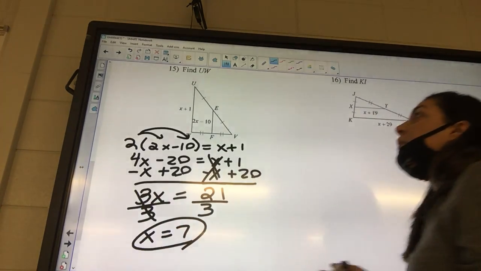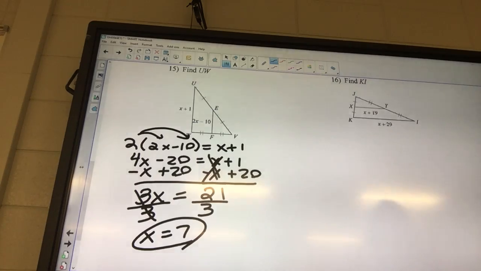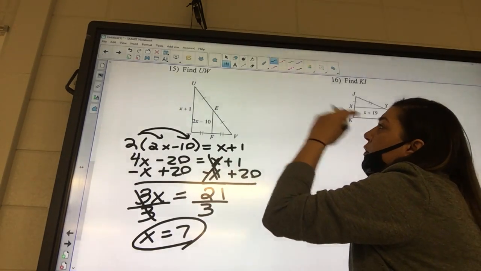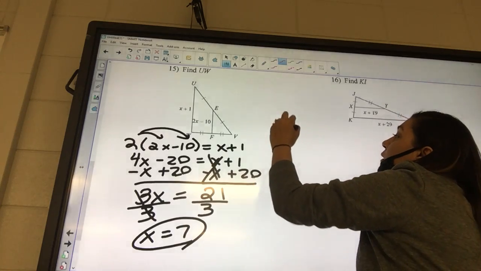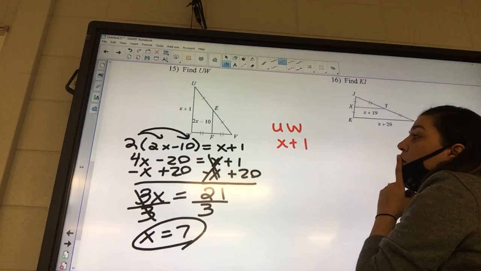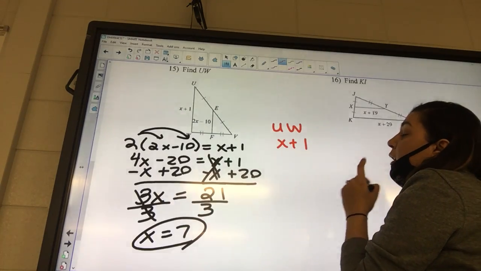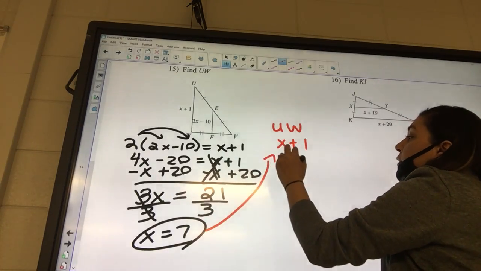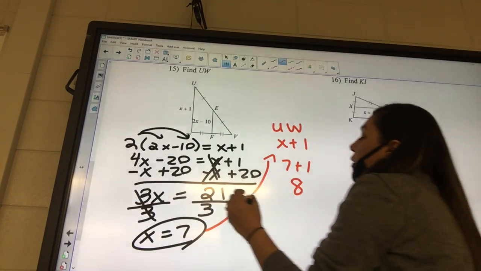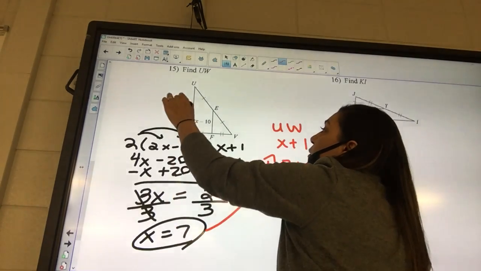And where do we plug that into? What are we trying to find? UW. Oh, I said V. My bad. UW is x plus 1. Okay, and so we got to plug in the 7 for the x. So it's really going to be 7 plus 1. Oh, it's 8. And so UW is really our big one, and it's 8.